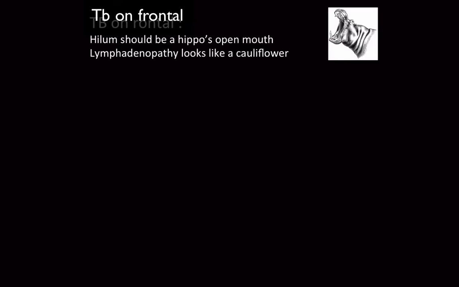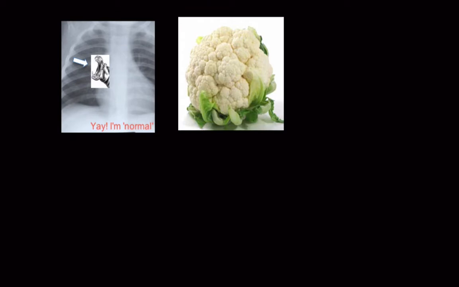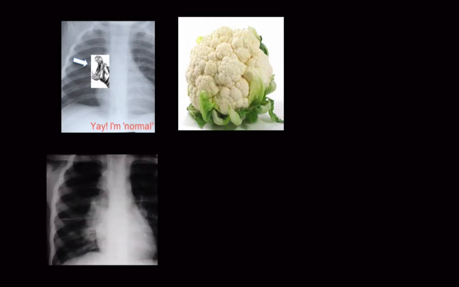So let's look at TB on the frontal chest radiograph. I'm going to remind you, the hilum should look like the open mouth of a hippopotamus. If there's lymphadenopathy, we say it looks like a cauliflower or a mass. So here's the normal again, where you see the arrow is a normal hilum with diverging vessels, open mouth of a hippopotamus. And that's a picture of a cauliflower, if you don't know what I'm talking about, with a big fruit and vegetable wildlife theme going on here.